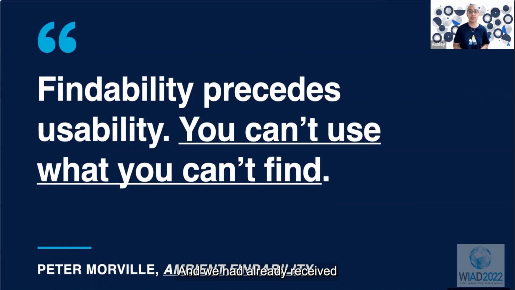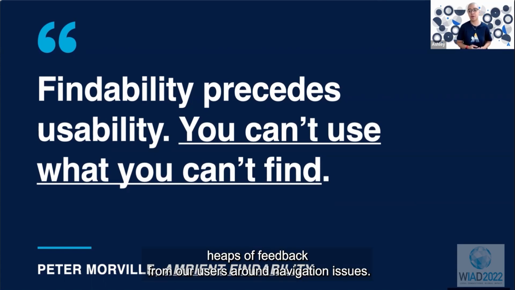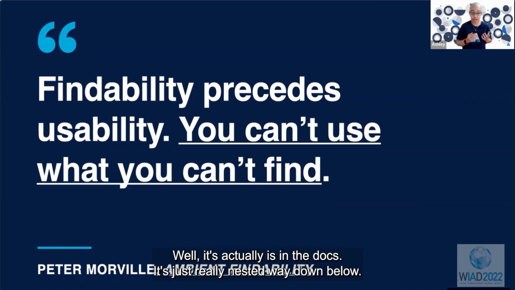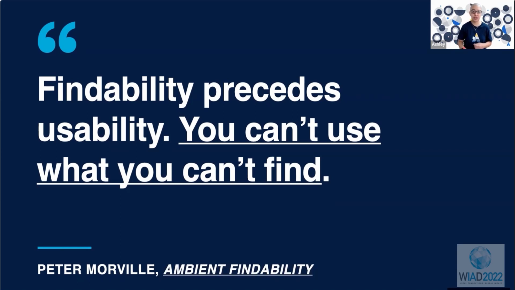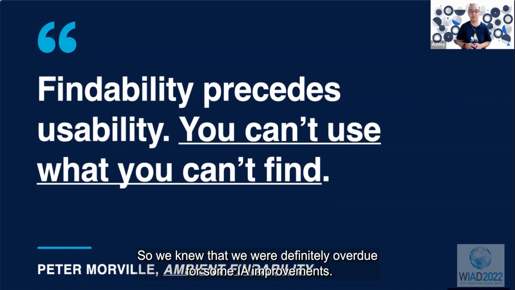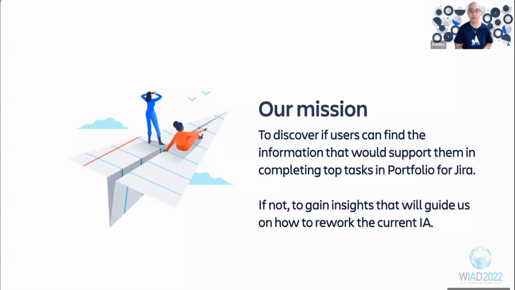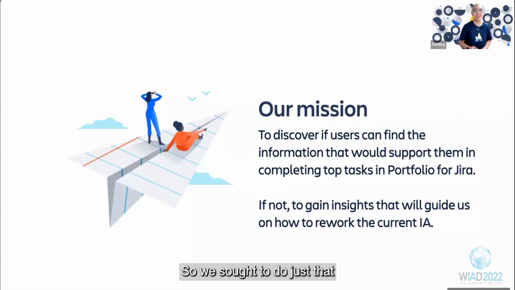And we had already received heaps of feedback from our users around navigation issues. They're having difficulty finding this page, having difficulty finding that piece of content. They'd come to us and say, oh, I can't find this in the docs. Well, actually, it is in the docs. It's just really nested way down below. So we knew that we were definitely overdue for some IA improvements. And so we sought to do just that.